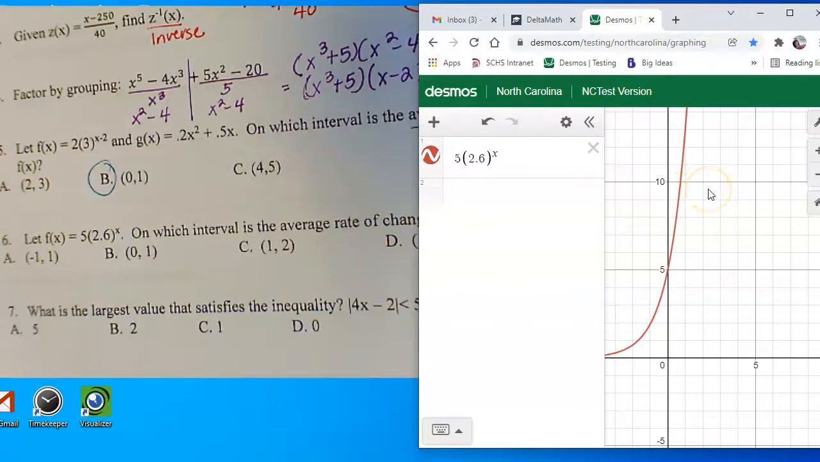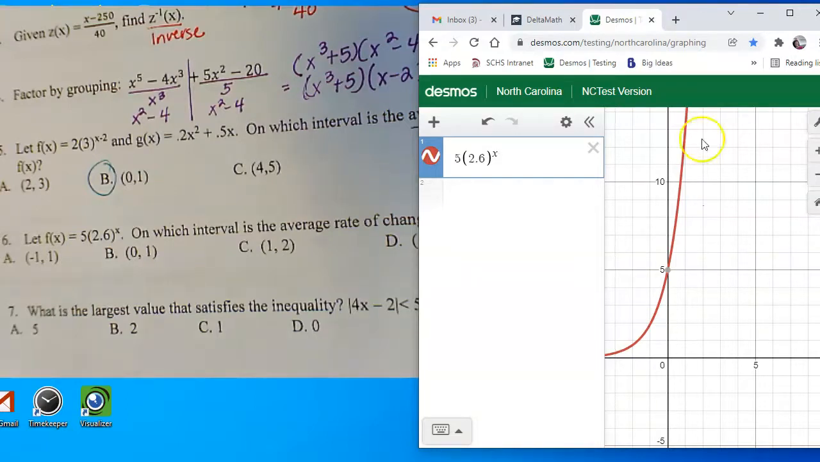Which one? Okay, let me look at it. So negative 1 would be here, and 1 would be up here somewhere. And then 0 to 1 would be from there to there. 0 to 1? This is an interval. It's not a point. So you're looking at from here to here. 0 to 1 is a bigger average rate of change than negative 1 to 1 just because it's increasing faster.